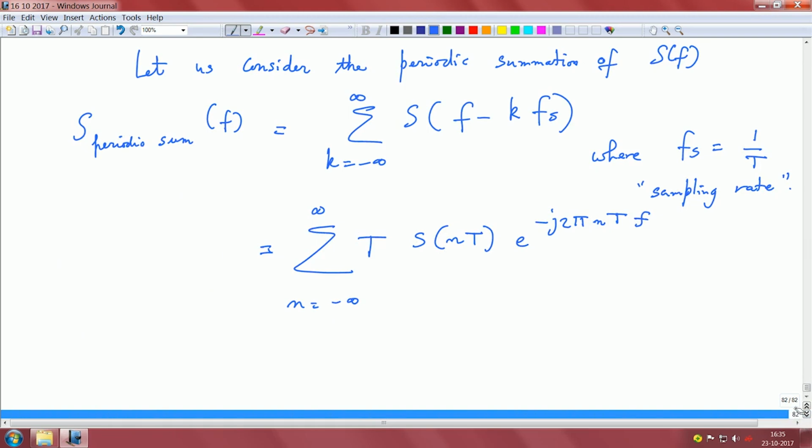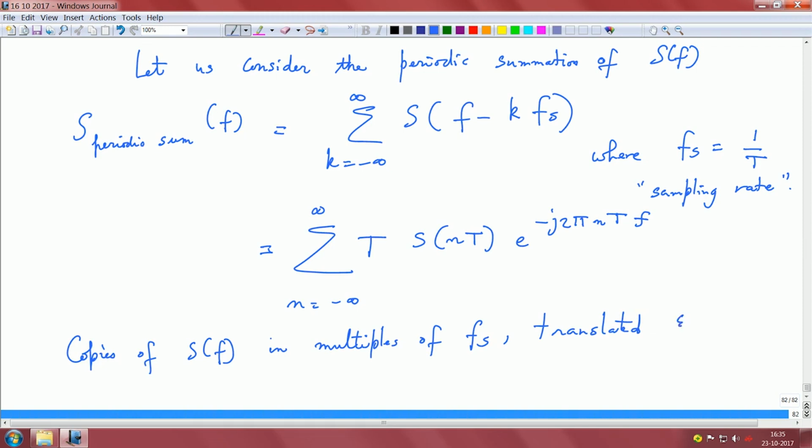So what do we see here? I mean basically copies of S of f translated by multiples of Fs are essentially added. This is what we mean by this periodic sum, right. I have a spectrum, I take a translation in multiples of Fs, right, then I add the copies.